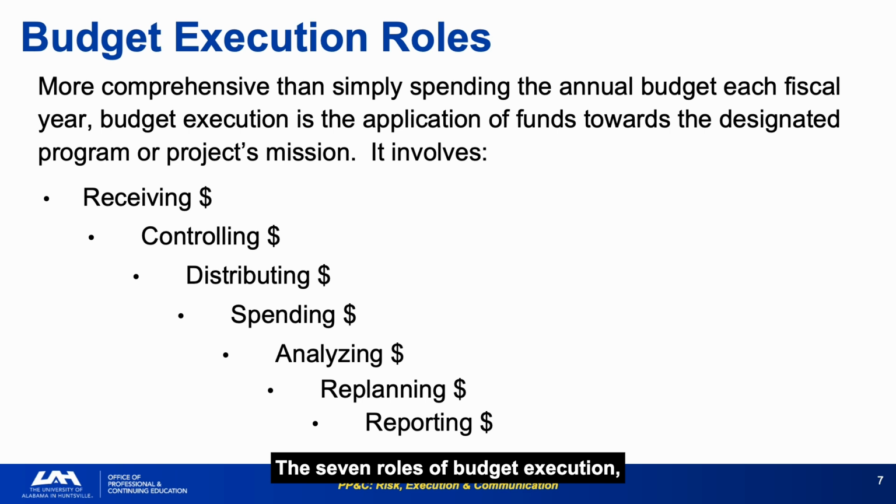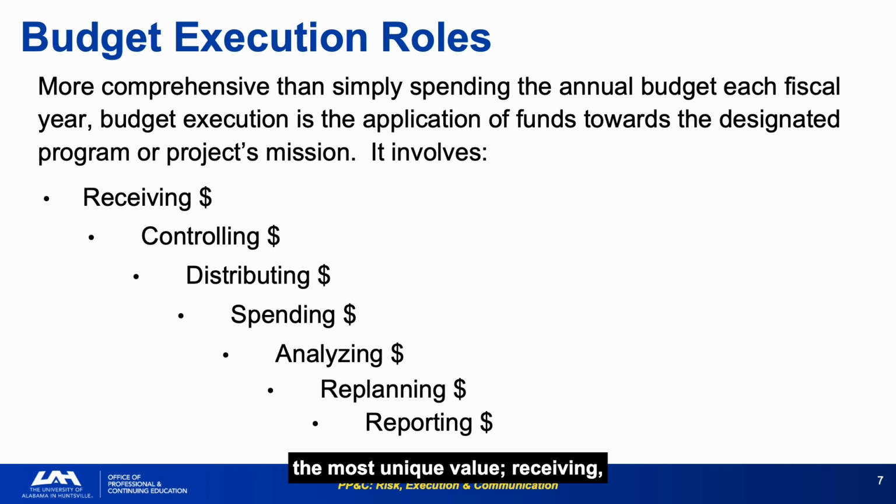The 7 roles of budget execution: receiving, controlling, distributing, spending, analyzing, replanning, and reporting apply to any government official who has responsibility for any agency funds, not just financial specialists. The scope of who performs budget execution in practice is broader than most people realize. Anyone who initiates a purchase request, approves a training expense, or draws a civil servant salary is participating in budget execution. The analytical and replanning functions are where PP&C adds the most unique value.